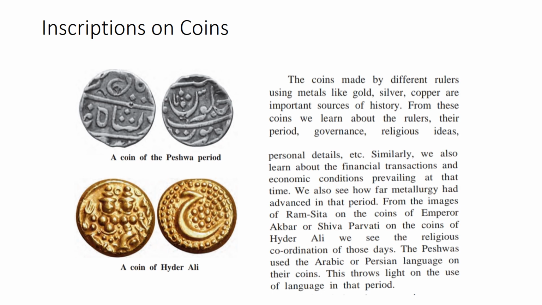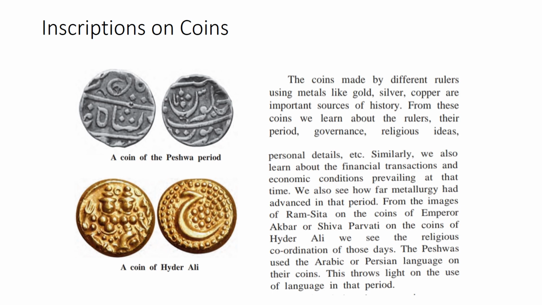Religious ideas means पेशवा के टाइम पे who used to rule, हैदर अली के टाइम पे what were their religious ideas. Religious ideas means के वो कौन से religion को follow करते थे, कौन से religion में believe करते थे. All those things we came to know from coins. Similarly, we also learn about the financial transactions and economic condition prevailing at that time. हमको उससे फाइनेंशियल ट्रांजैक्शन के बारे में भी पता चला that people used to use gold coins, right? Metal, gold metal के coins they used to use for buying and selling commodities, right? So we came to know from coins.